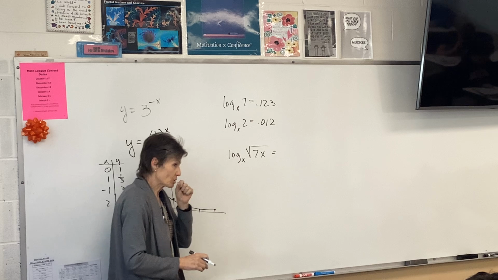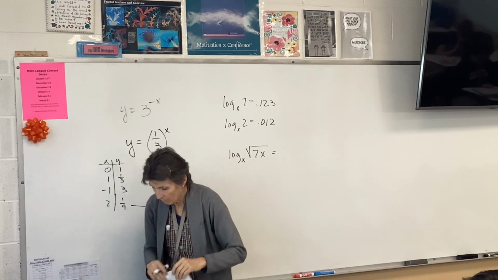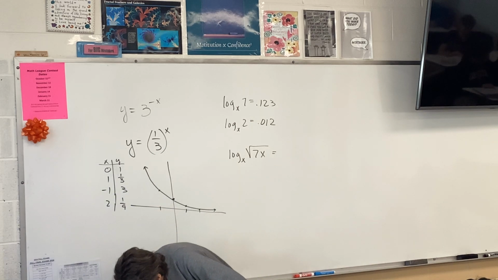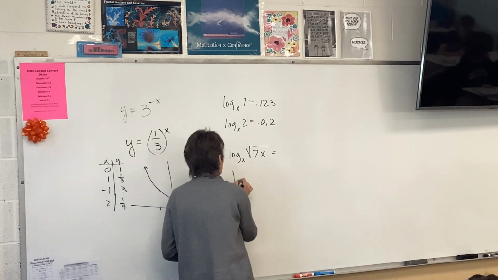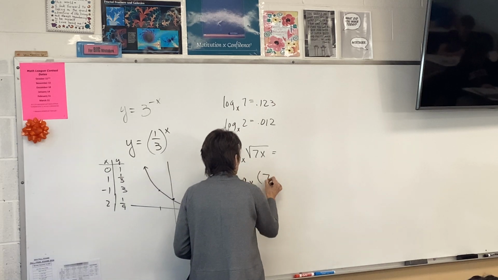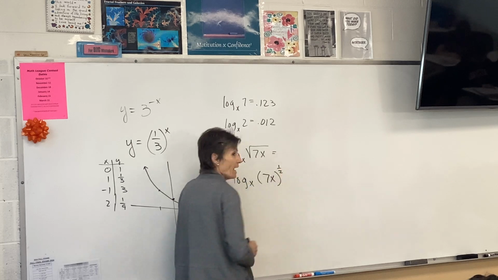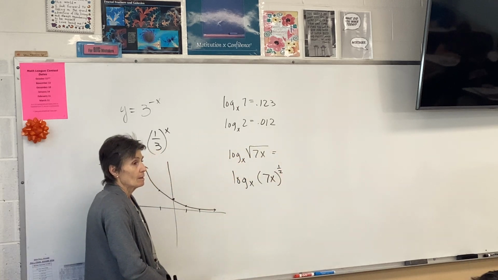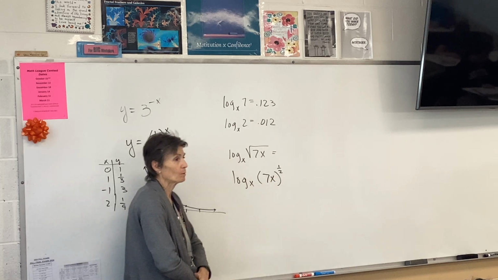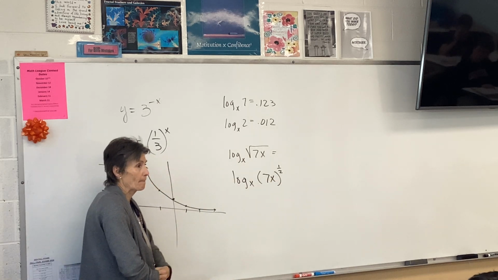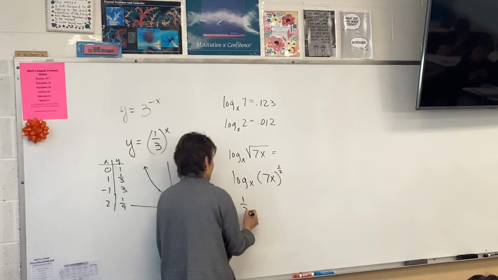Okay, what does a square root mean? 1/2 power. Square root means 1/2 power. So this is the log base x of 7x to the 1/2. What do I do when I take the logarithm of something to a power? What happens to the power? It goes out in front of it.